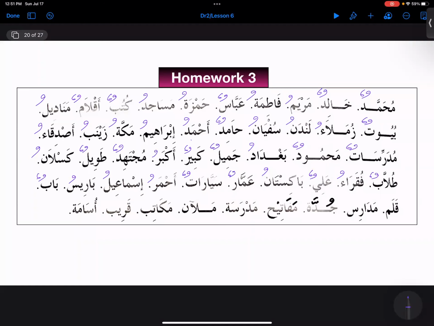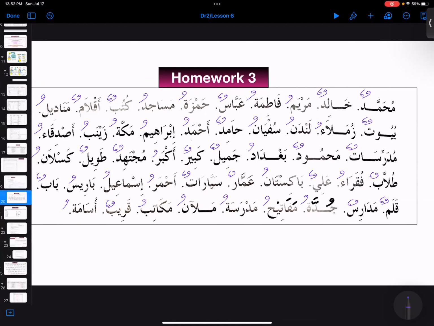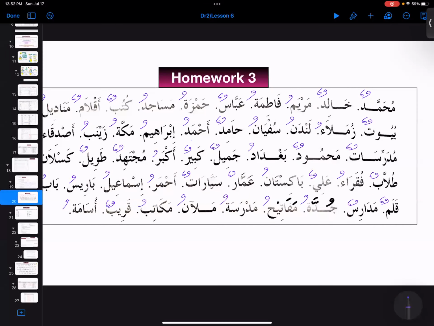Babun. Kalamun. Madarun. Jaddatu, Mafatihu, Madrasatu, Malaanu, Qatibun, Qaribun. No, Makatibun is Masajidun. Yeah, so Makatibu. It should be Makatibu. Qaribun, Usamatu. So Usamatu, we cannot say Usamatun. Sorry, is Ammarun different from Umar, right? Yeah, so Ammar is an Arab name.